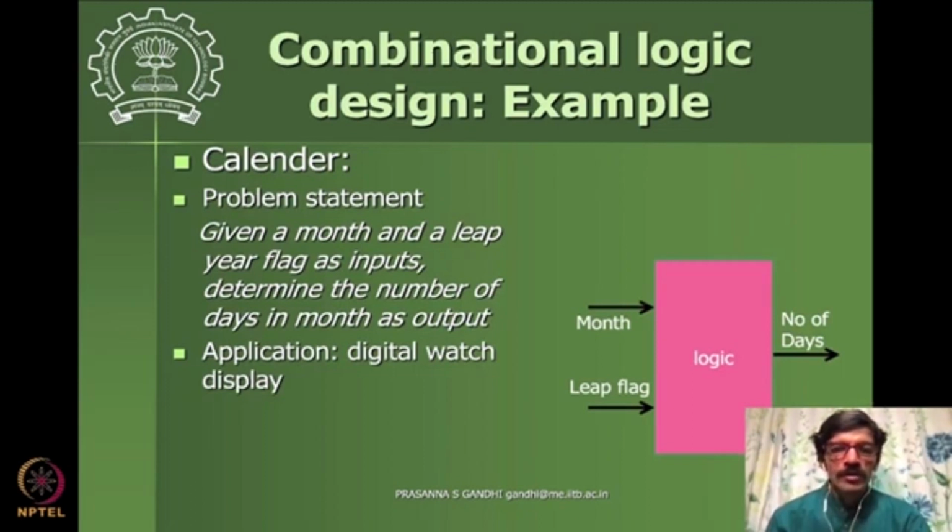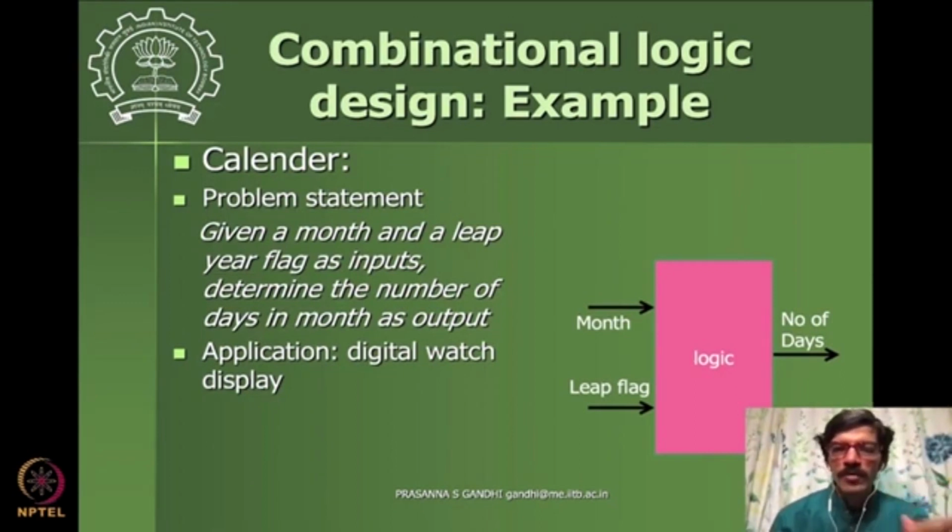This can be different applications, but we are just looking at this as a problem statement from the design of logic perspective. Given a month, how many possibilities are there for the input? We will have 12 months, so 12 possibilities for the input. Then a leap year flag. How many inputs can there be? There can be 2, whether it is a leap year or not.